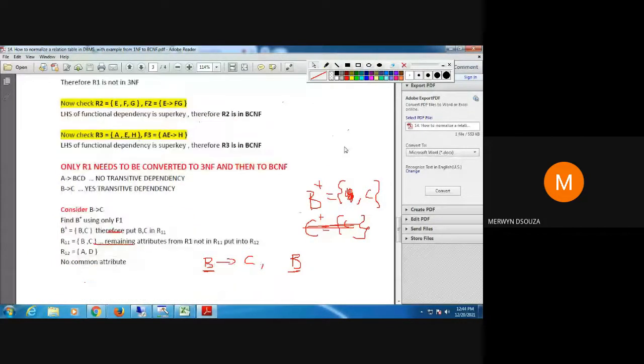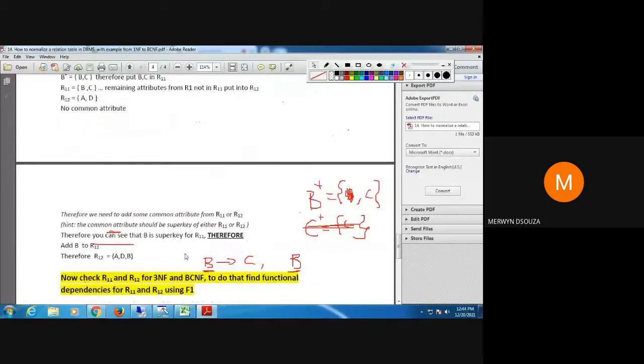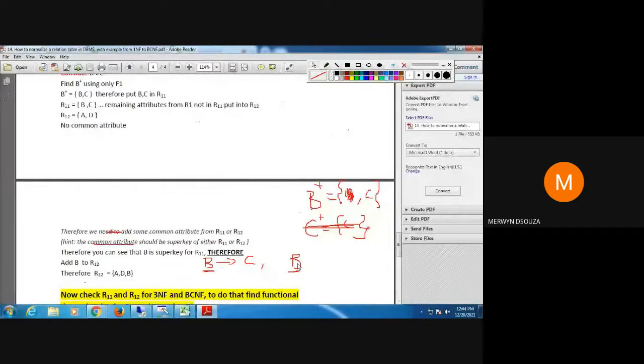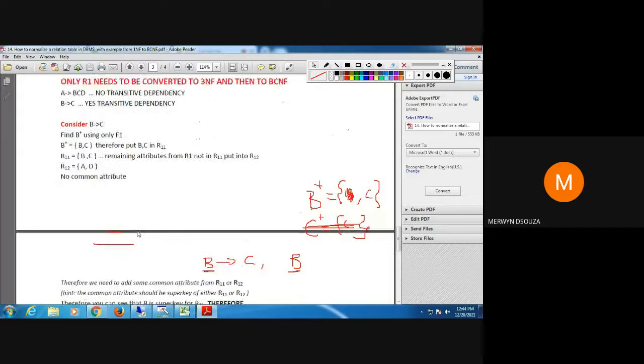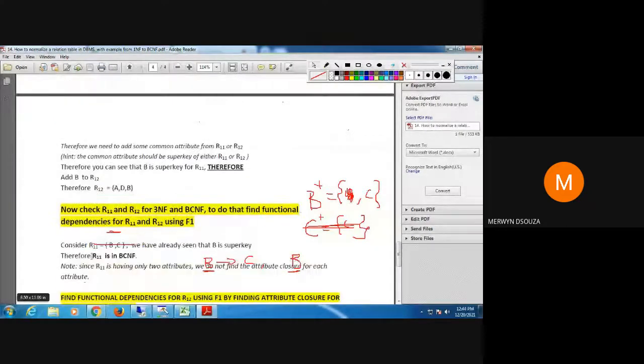So you will find that only one functional dependency is there: B determines C. Find the candidate key. You will get B only, and you will claim that B is the left hand side of this R11. So you will therefore say that R11 is in BCNF. Similarly, you are going to find out for R12.